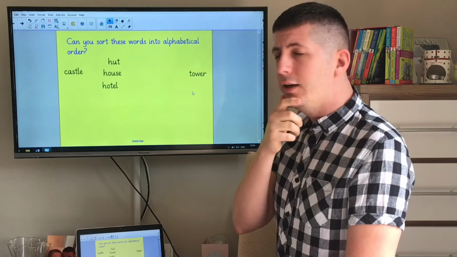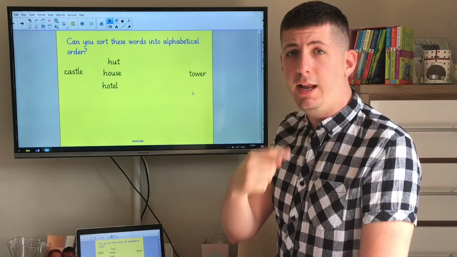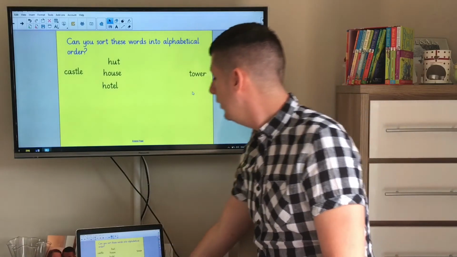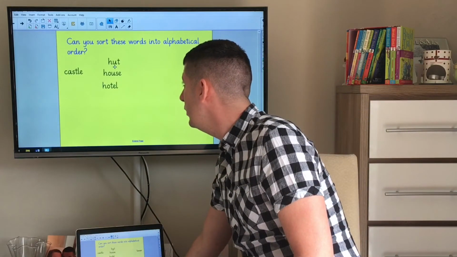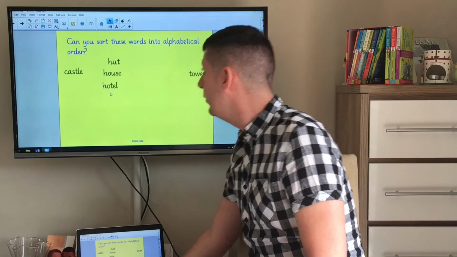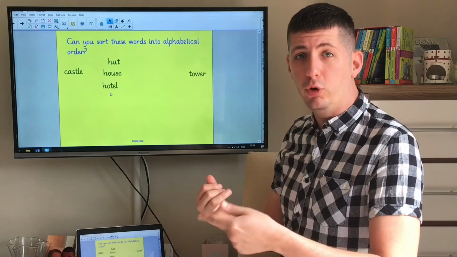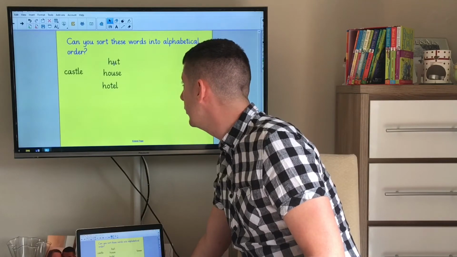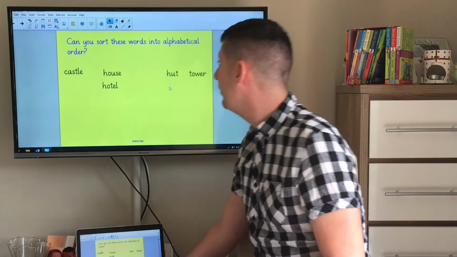alphabetically. In order to do that, I don't look at the first letter, I look at the second letter. So I know that it begins with H-U, H-O, H-O. O comes before U in the alphabet. So these 2 are going to go before the word hut. So I can put hut over here.